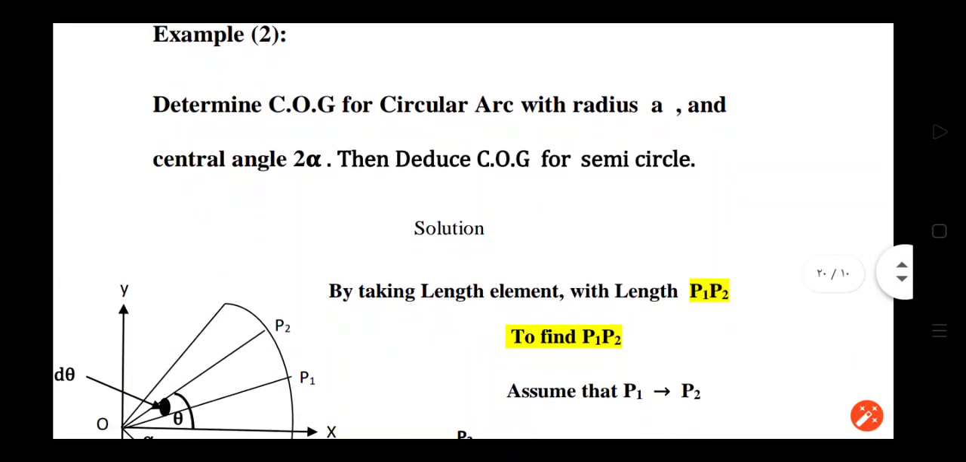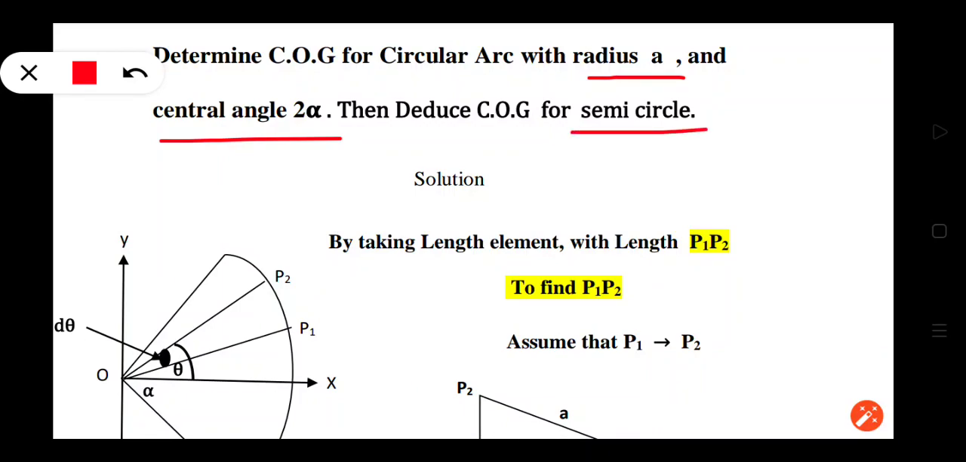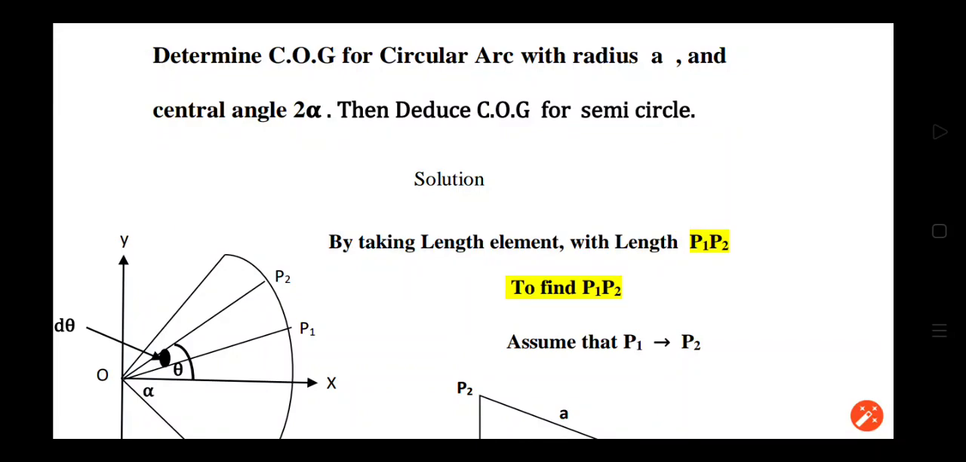Example 2. Determine COG for a circular arc with radius a and central angle 2 alpha. Then deduce the center of gravity for a semicircle. Firstly, we deal with the circular arc. A circular arc means that we deal with a length element. Then also dm will equal lambda dl, lambda times the length of the element.